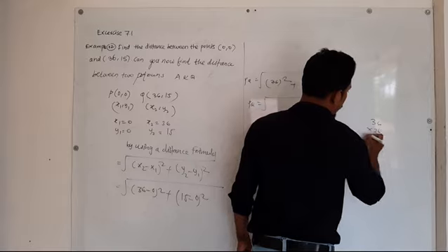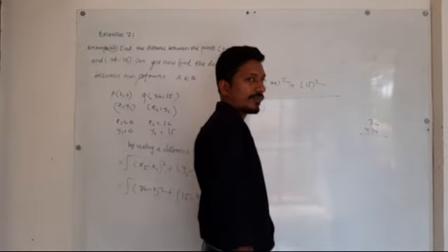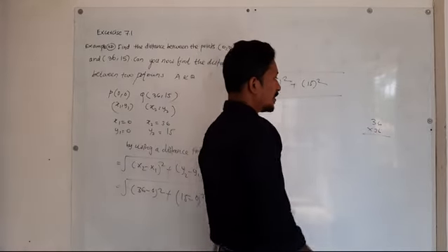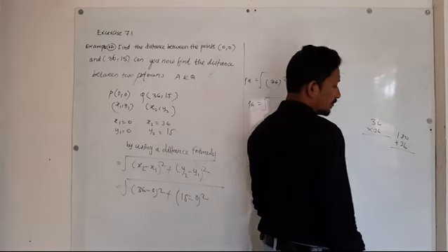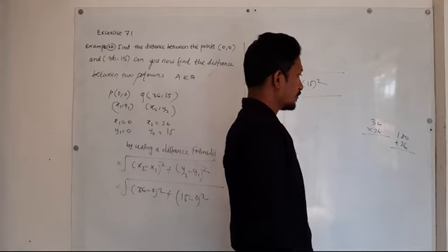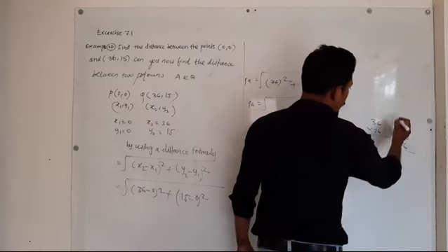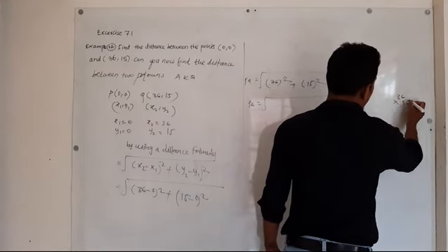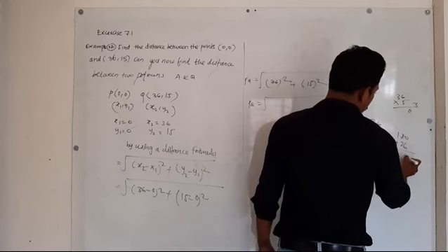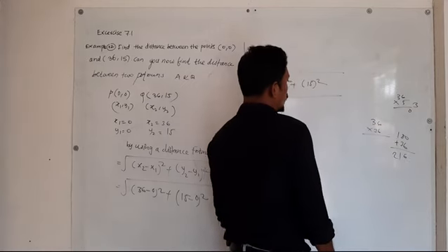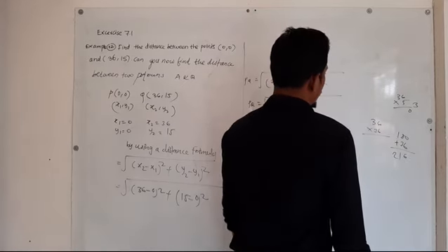The square of 36 is 36 into 36. 36 into 5 is 180, 180 plus 36. Okay, I check again. This is 6, this is 1, 216.